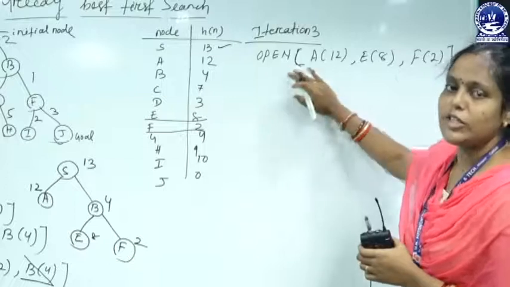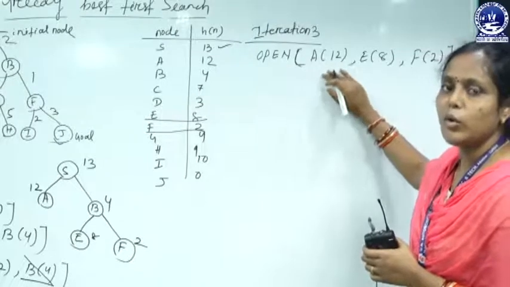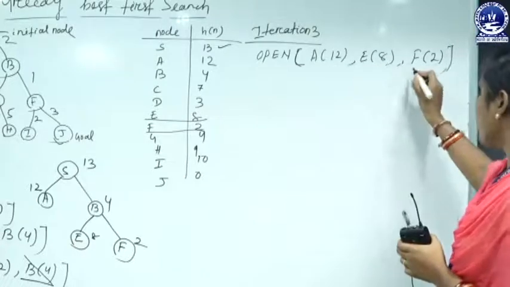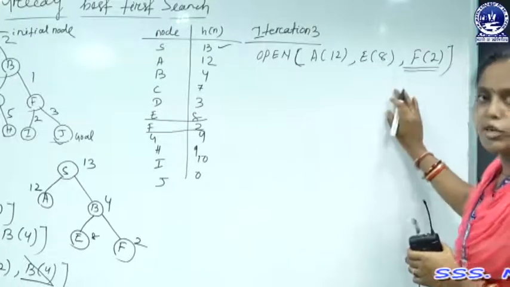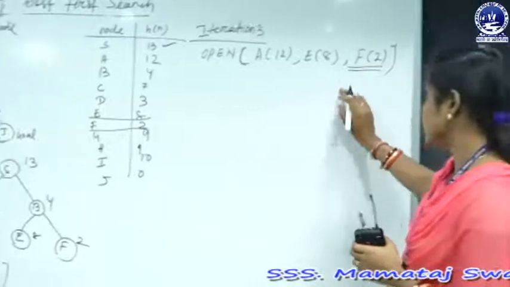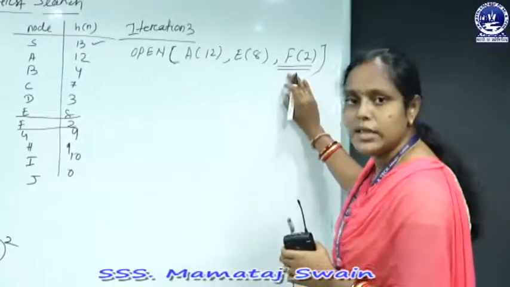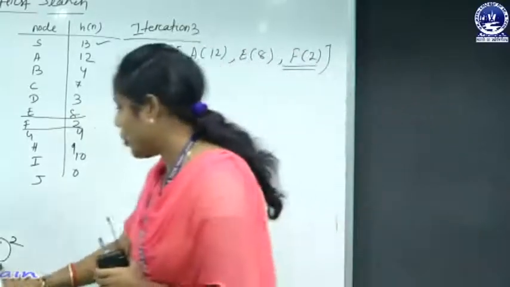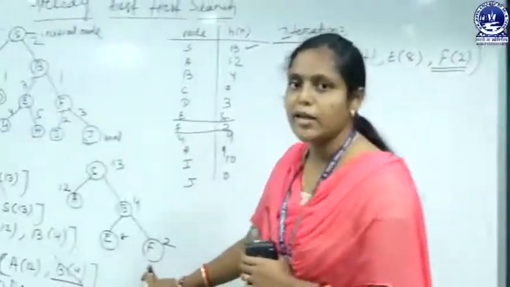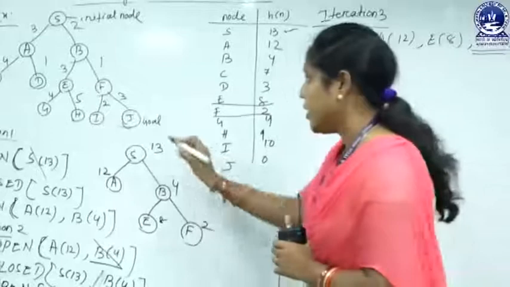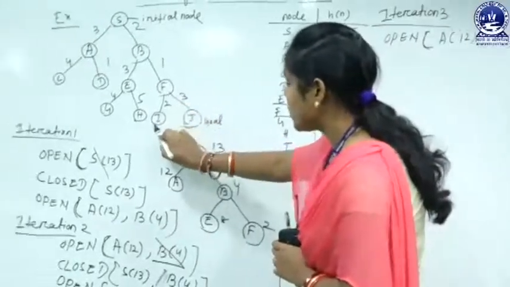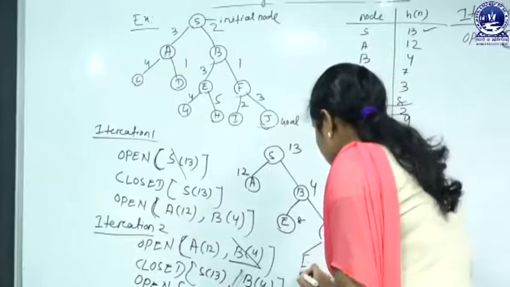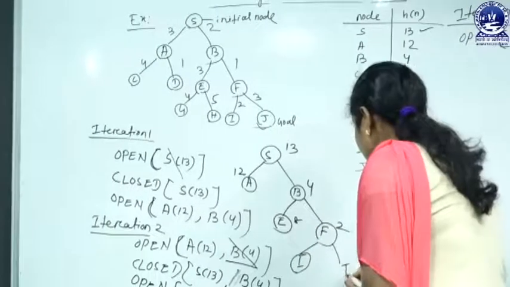That means we select the node which has the lowest heuristic value. Here in our open list the node F has the lowest heuristic value. That means we choose this node and generate its successors. Now the node F is expanded and its successors are generated. Here for node F the successors are I and J.